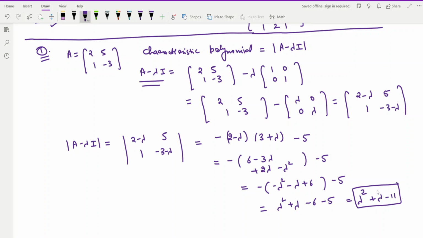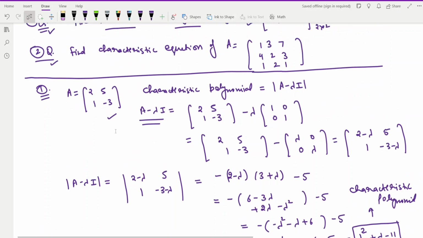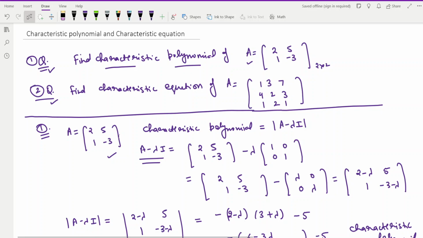So this is known as the characteristic polynomial for this particular 2 by 2 matrix. This is the proper way to get the characteristic polynomial of any square matrix, and here the square matrix is of order 2 by 2. Thereafter, I will try to solve the second question.